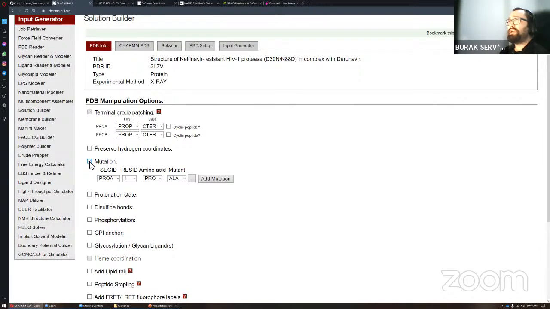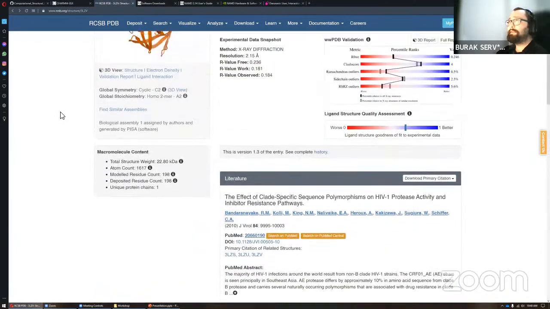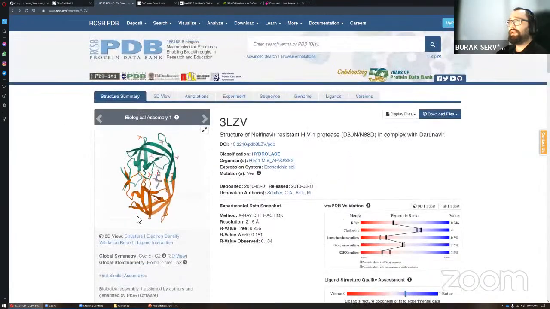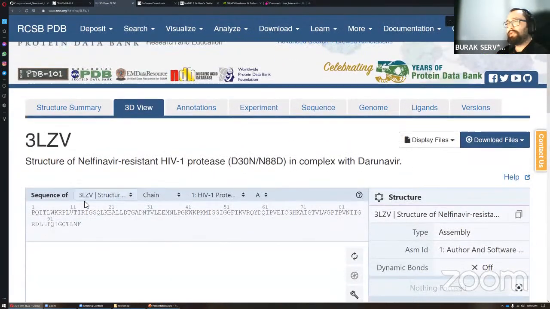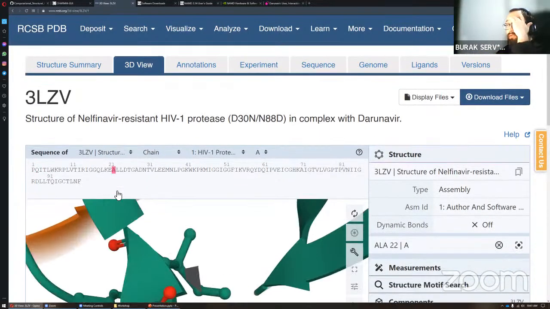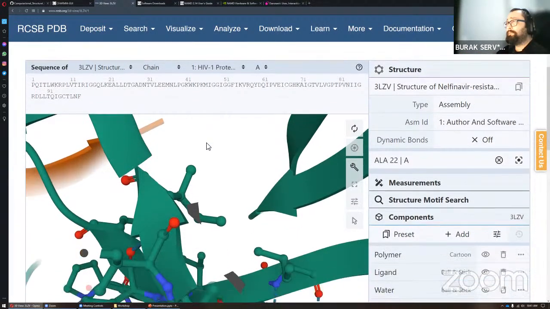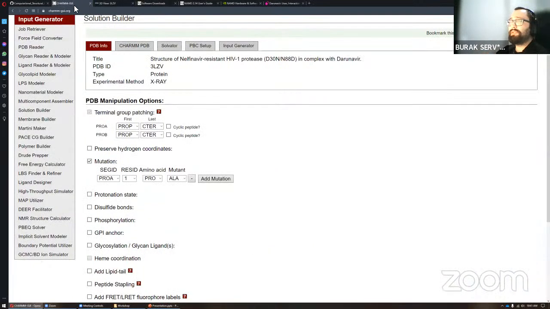Now we can check our structure sequence on the PDB part and structure. Again, we want to go to this part. Now I hope you can see this part very well. Now you can see we have some sequence for our structure. For example, okay, I want to select this one, 22. Now you can see 22, it's alanine. So we can go back to the CHARMM-GUI interface.